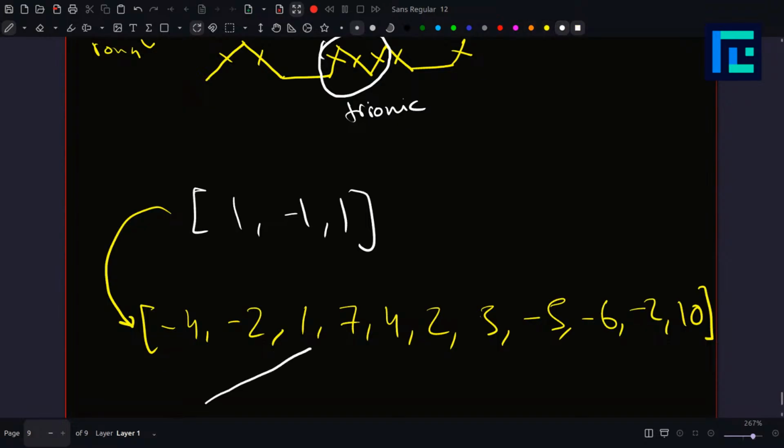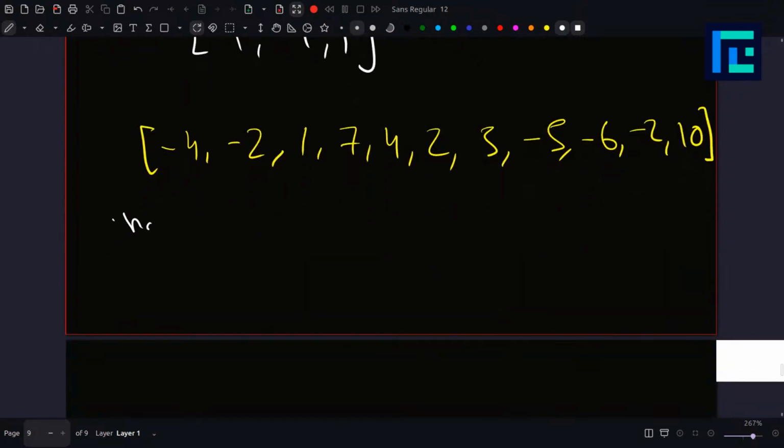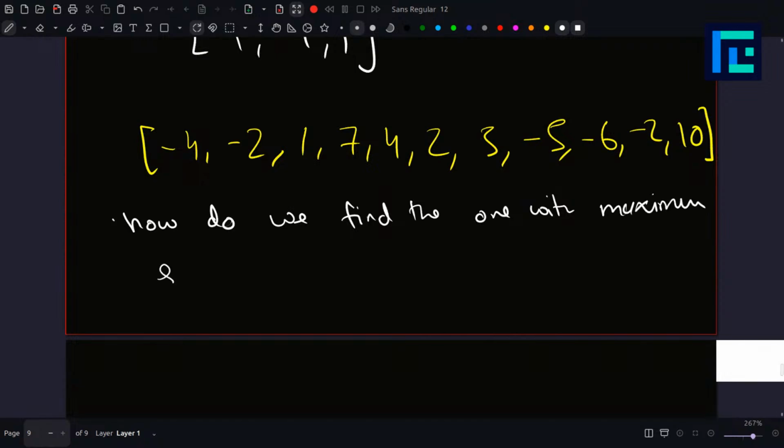Here at first it's increasing, then it starts decreasing, then it starts increasing again. So this is the trionic subarray structure. How do we find the one with the maximum sum?